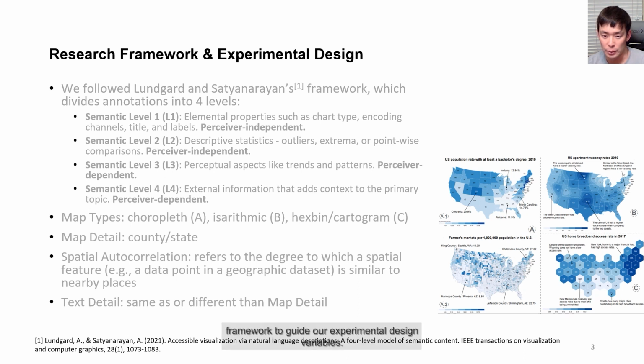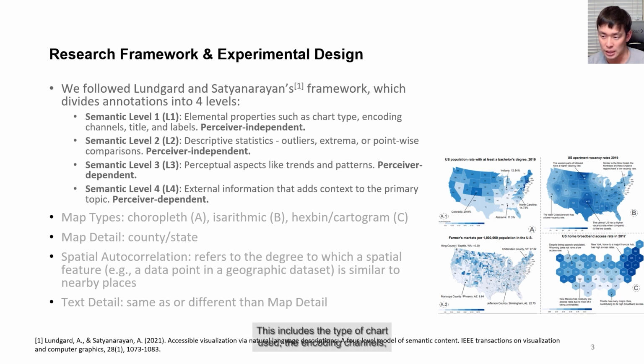We follow the following framework to guide our experimental design variables. Let's begin with semantic level 1 or L1. At this foundational level, we deal with the elemental properties of our maps. This includes the type of chart used, the encoding channels, the title, and the labels. Annotations here are perceiver independent, meaning they are objective and not open to interpretation. Moving to semantic level 2 or L2, we introduce descriptive statistics. Here, the annotations might highlight outliers, show extrema, or make point-wise comparisons. Much like L1, L2 remains perceiver independent, providing concrete quantitative information that doesn't change regardless of who's viewing the map.